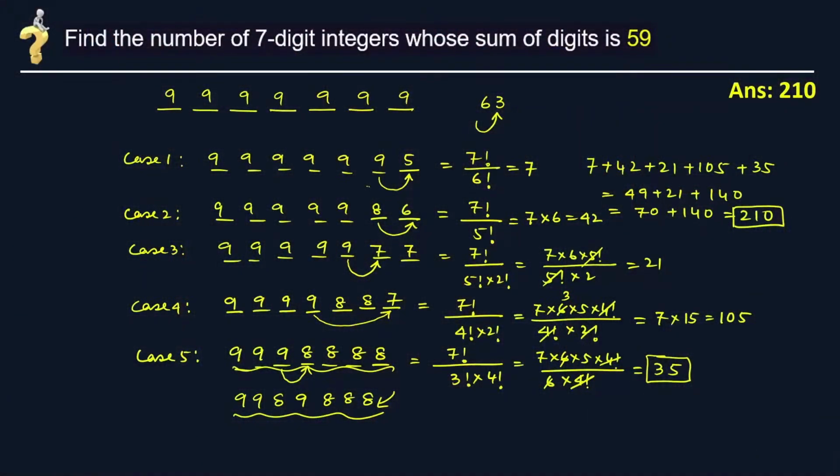As 59 is very, very close to 63. And 63 is the sum of all the digits if all the digits are 9. So the numbers that will be formed will contain the maximum number of 9s. So you have to approach your problem from that point, and you have to proceed in this way. Is it clear to everyone? Okay, let's move to the next problem. Answer is 210.